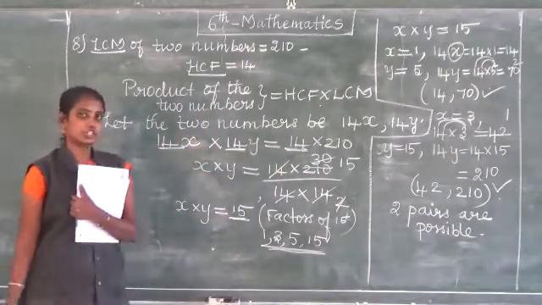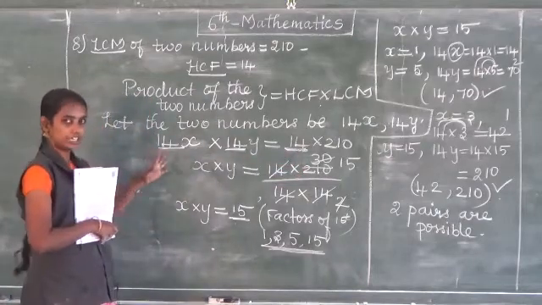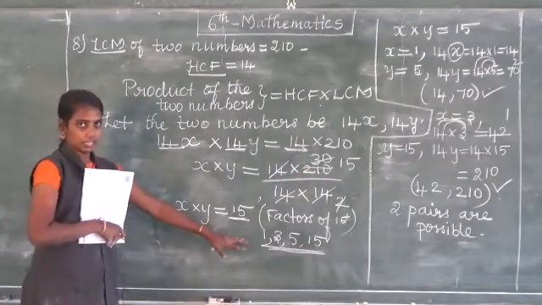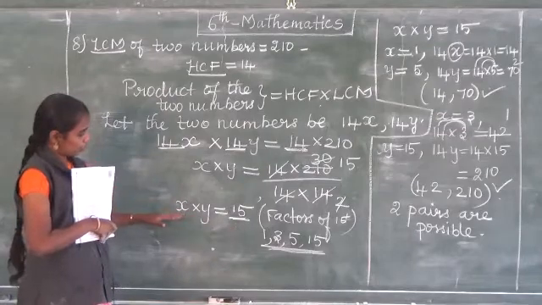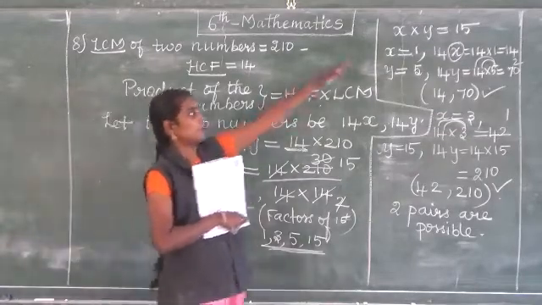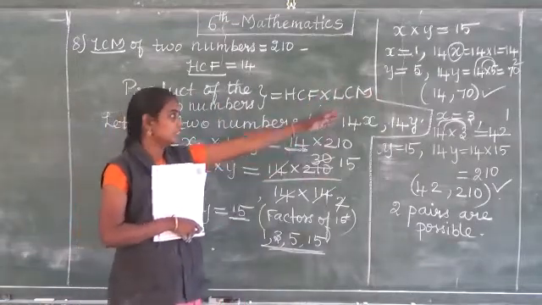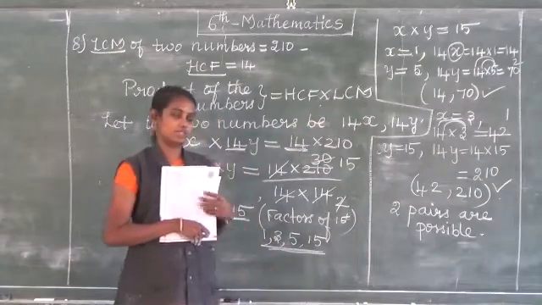I assumed 14. If the HCF is 15, change it to 15 and find the answer. At last we found that x into y equals 15. Then find the factors of 15, take 1 as the x value and 1 as the y value, and find the pairs which are possible.